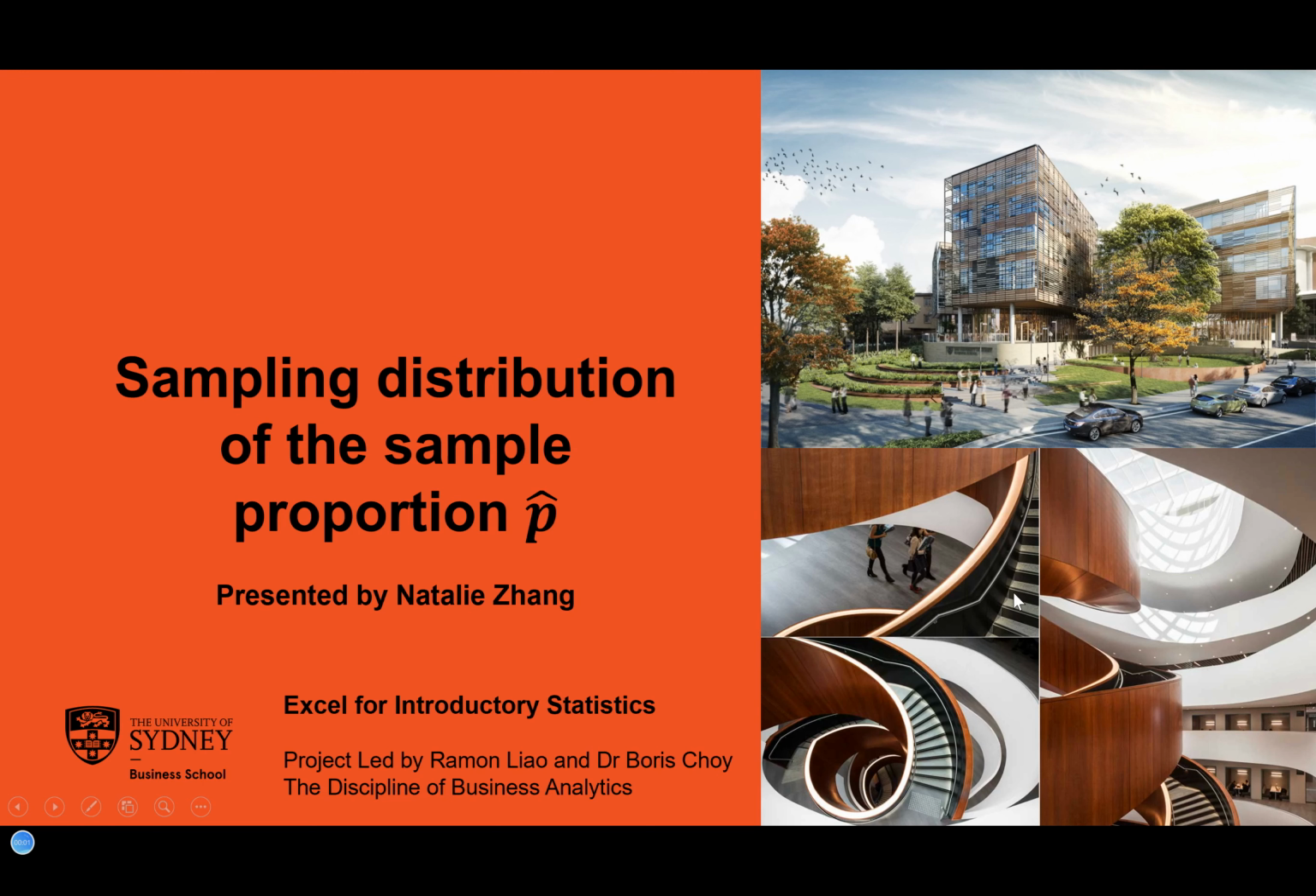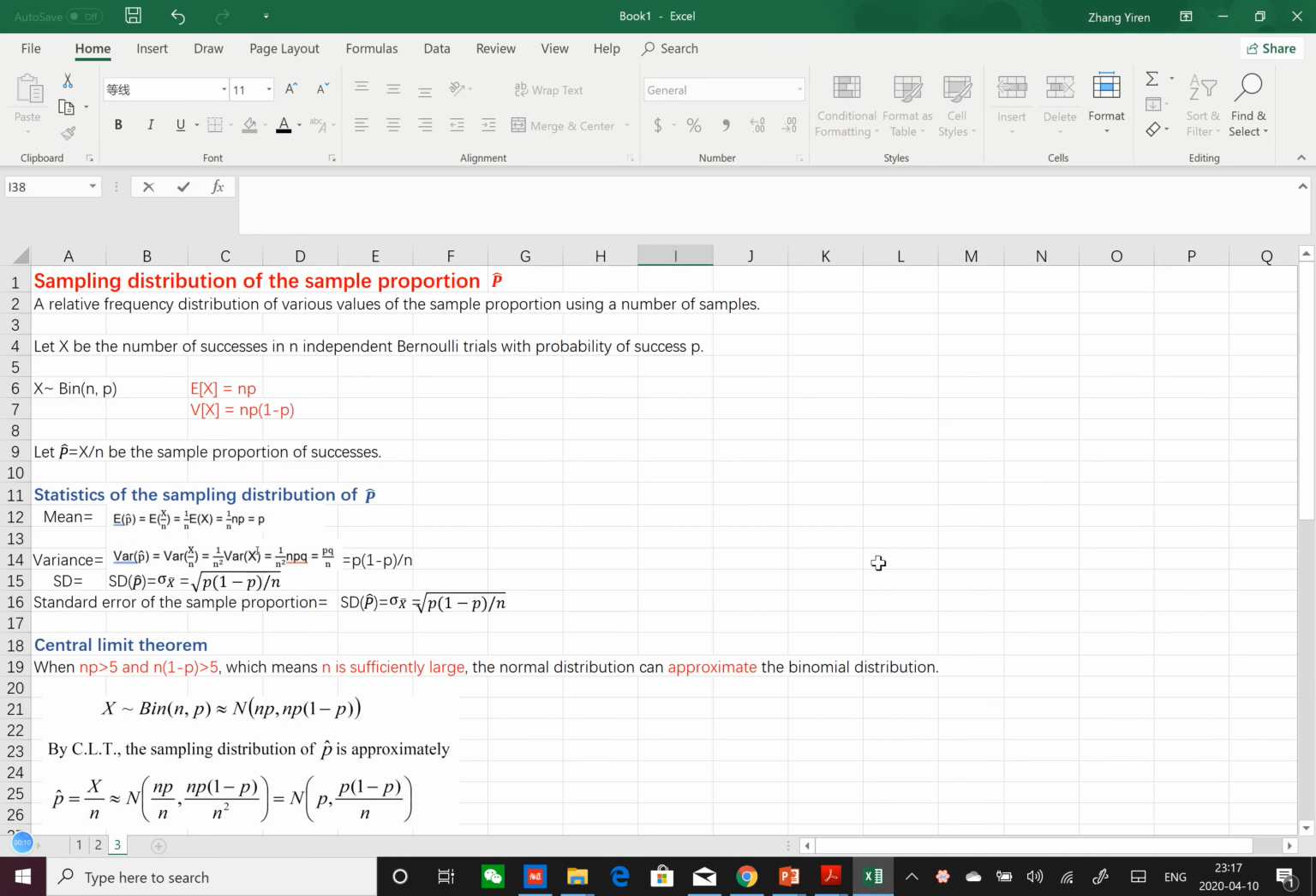Hi, this is Natalie. Now we're exploring the sampling distribution of the sample proportion p hat. This is a relative frequency distribution of various values of the sample proportion using a number of samples.